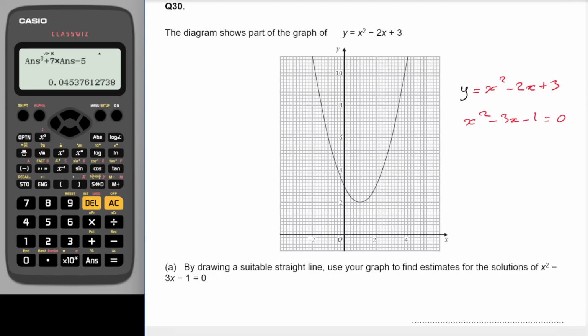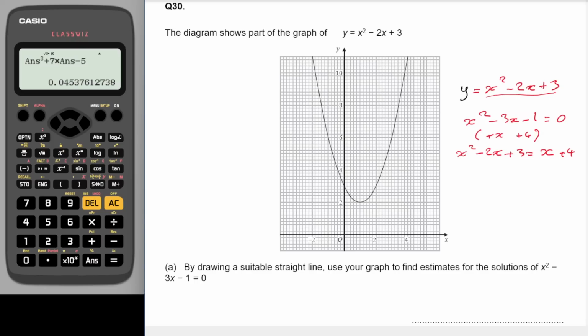So I want to kind of rearrange this equation to get this. So to do that, I would need to add x and add 4 onto both sides. So x squared minus 2x plus 3 is equal to x plus 4. So let's just show that I've added plus x plus 4.